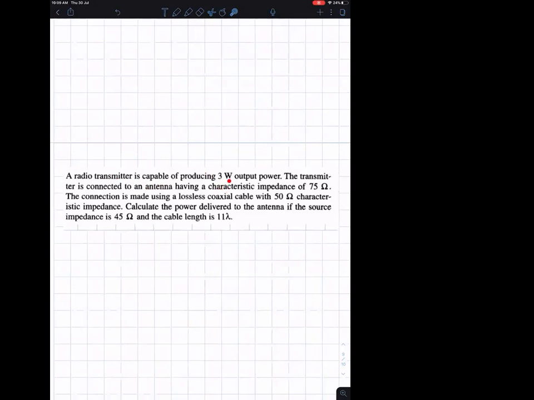Producing 3 watts output power. The transmitter is connected to an antenna having a characteristic impedance of 75 ohms. The connection is made using a lossless coaxial cable with 50 ohms characteristic impedance. Calculate the power delivered to the antenna if the source impedance is 45 ohms and the cable length is 11 lambda.